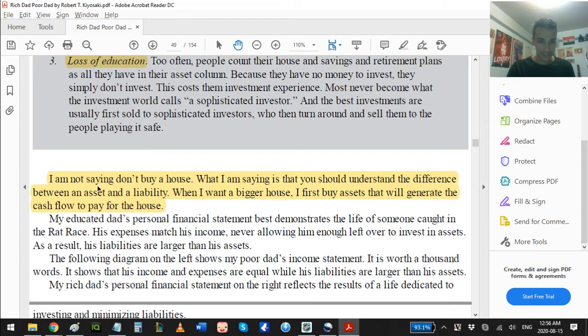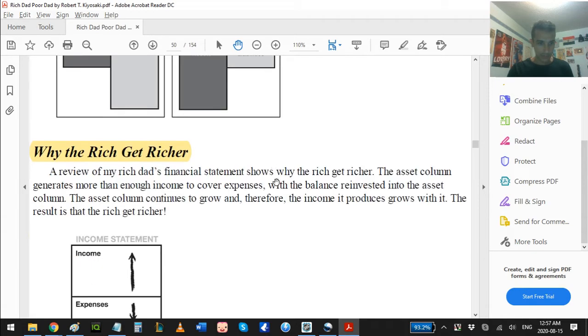Anyway, I'm not saying don't buy a house. What I'm saying is that you should understand the difference between asset and liability. Again, the point of this entire video. When I want a bigger house, I first buy assets that will generate the cash flow to pay for the house. So imagine 20, 30 years down the line, and you have a bunch of assets, and you made smart decisions your entire young adult life, and then later on you have all that money coming in as income, and all of a sudden you have all this money that you can now even reinvest into more assets, or do whatever you want. You can live your dreams, or buy that bigger house, or whatever it may be.